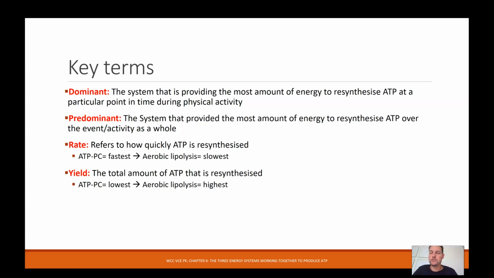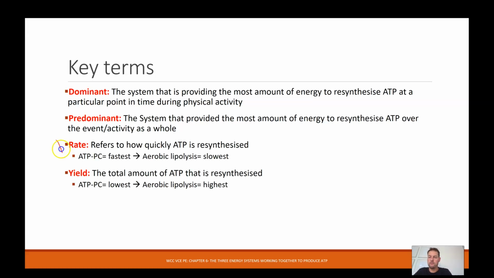Some terms we want to get used to. Dominant means the energy system that's giving the most power at that one point in time. Predominant talks about the energy system that gives the most amount of energy over a whole event. We'll talk about those a bit more in a second.